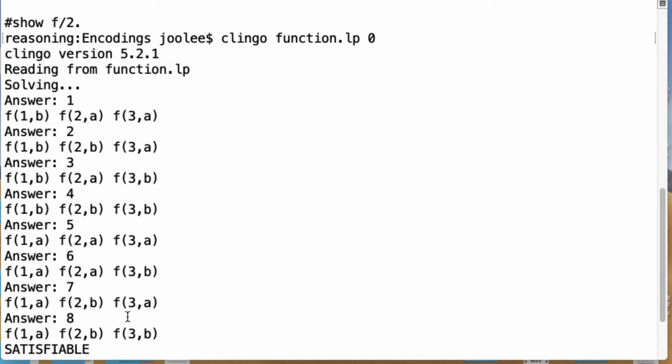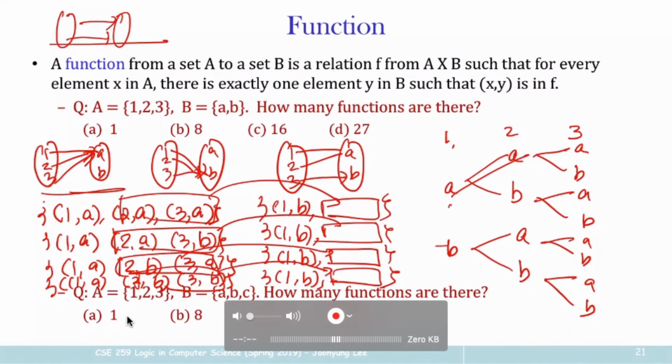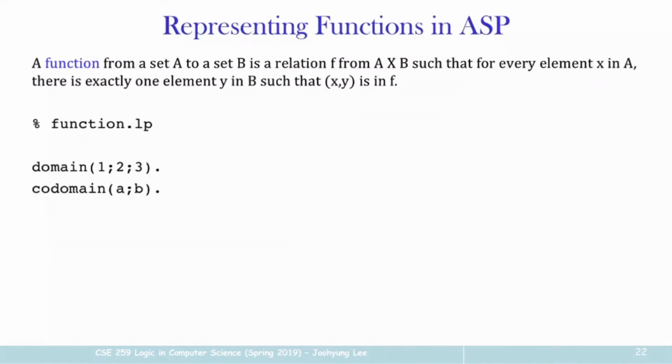All right. So you can actually compute any functions using this way. All you need to do is just changing domain and codomain. The rule here is actually the same, but you can just change the domain and codomain. And that's easy to do. Okay? You can just write any domain and codomain.